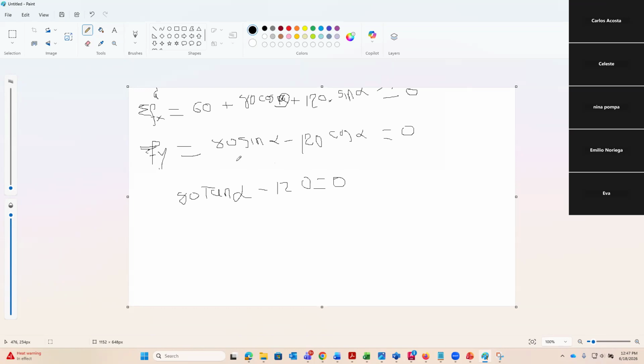How many of you don't know this? If you divide this by cosine alpha. How many of you don't know this? I'm waiting for hands up. Okay, good. Everybody understand that. So in that case, you're able to find alpha.